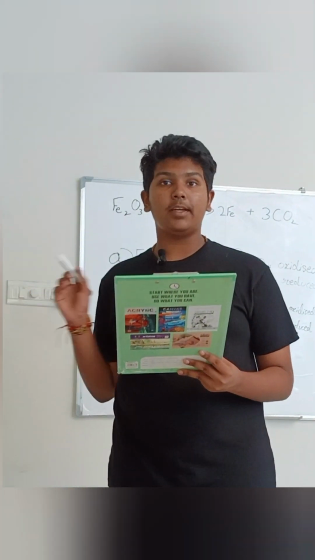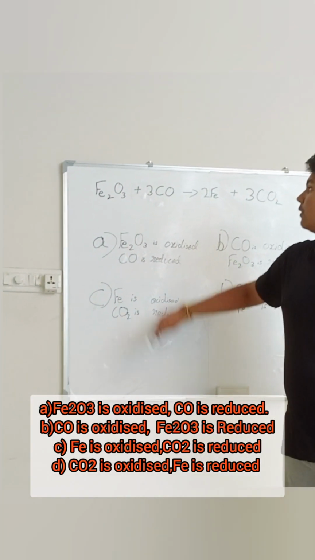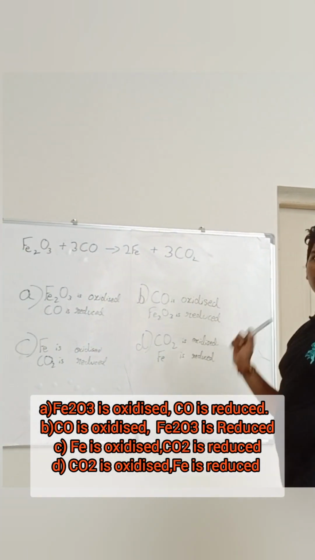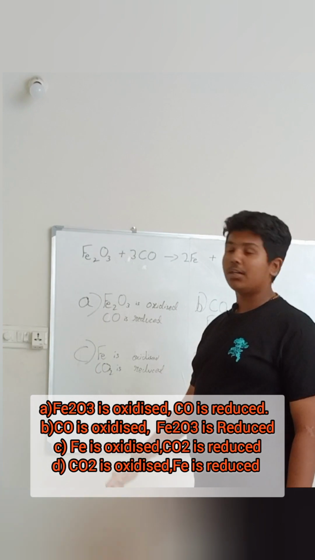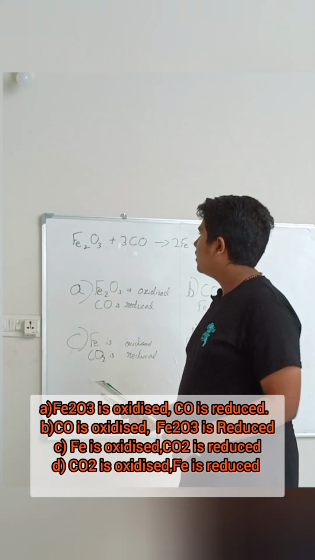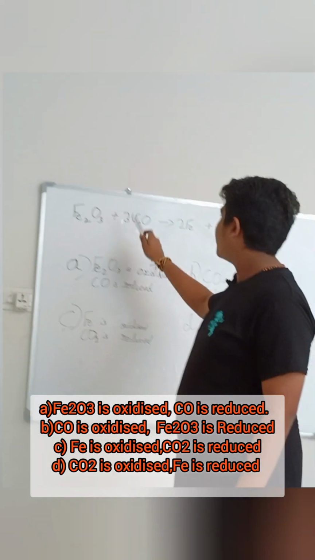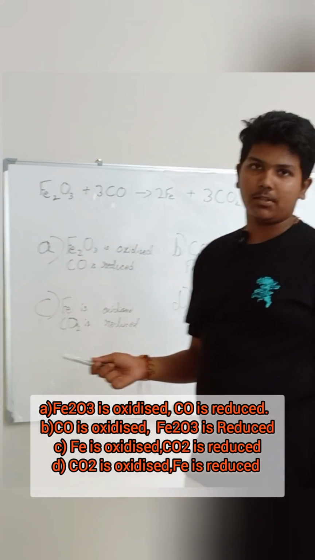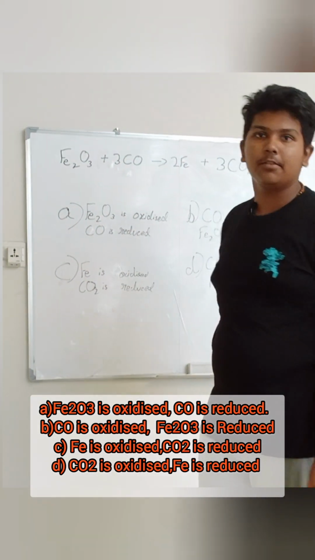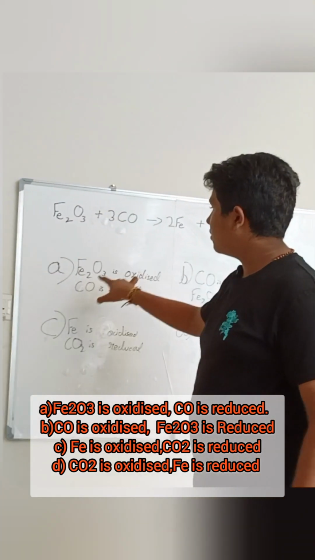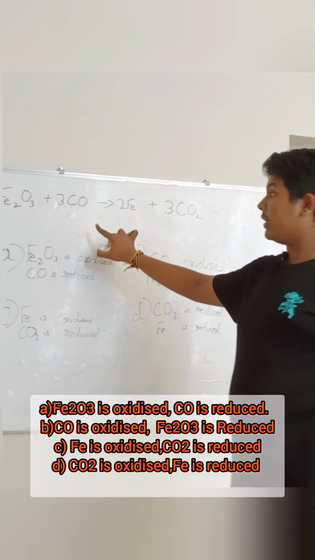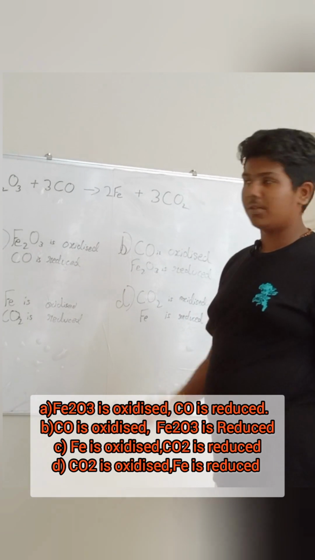Identify the substance oxidized and the substance reduced in the following reaction. Fe2O3 plus 3CO gives 2Fe plus 3CO2. Fe stands for iron and O stands for oxygen. So iron oxide plus carbon monoxide is equal to iron plus carbon dioxide. They're asking which of the given options shows the substance that is oxidized and the substance that is reduced.